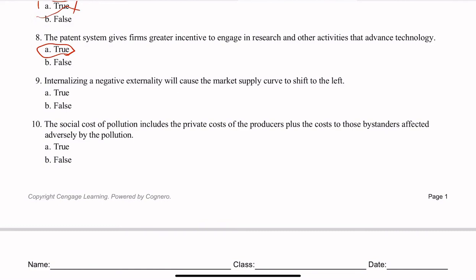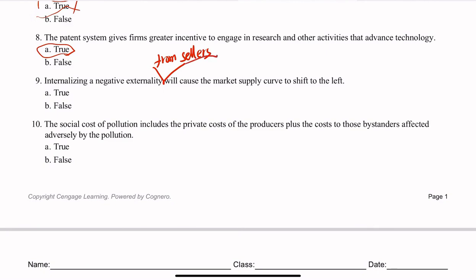9th, internalizing a negative externality will cause the market supply curve to shift to the right. So this is actually not entirely right. So you have to add some conditioners. We should say internalize a negative externality from sellers. Because in the lecture, at least in this chapter, we only discussed negative externalities from sellers. Obviously, we could have negative externality from consumers, right? Think about the smoke example. In the smoke example, smokers who generate negative externalities are actually consumers, right?